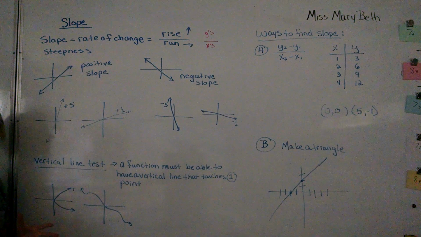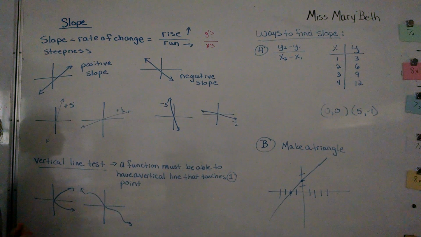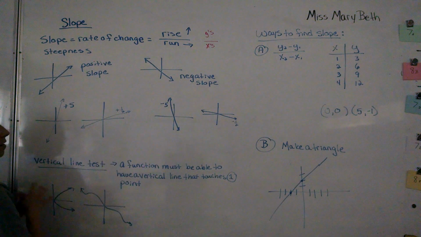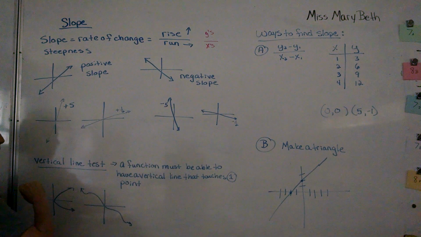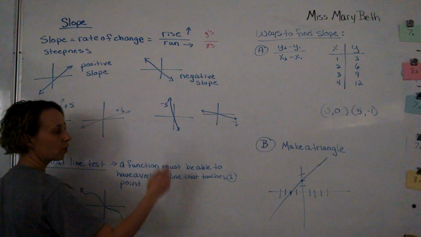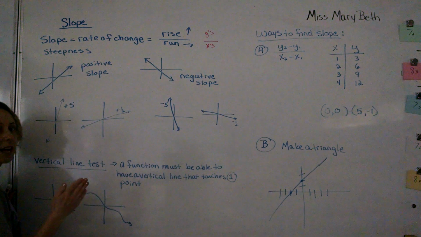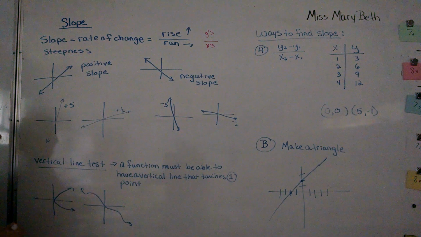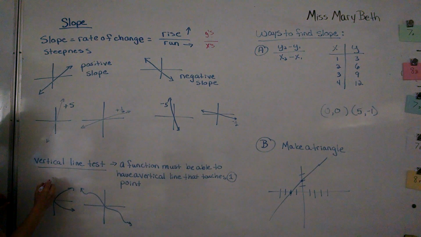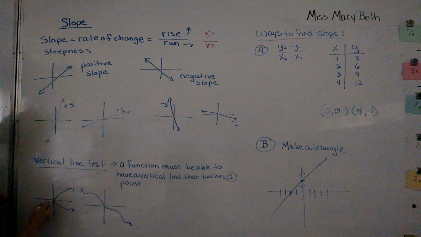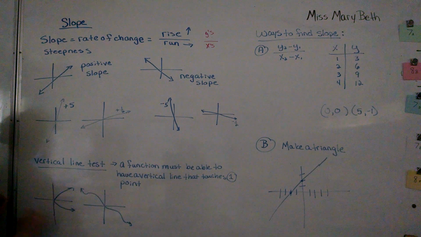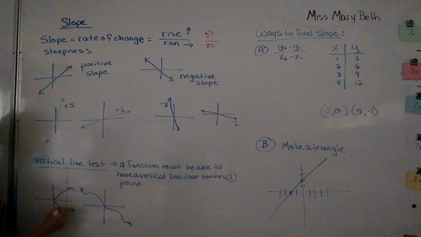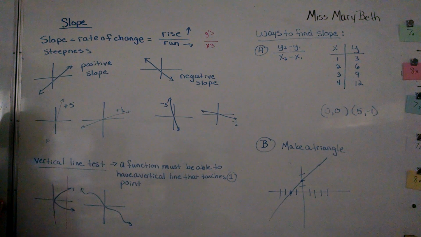Remember, this only works for functions. Functions need to pass the vertical line test, which means for any function, these are all linear functions, but there are other types, you have to be able to draw a vertical line, and it has to be able to touch only one point, no matter where you put that vertical line. So, if I took a vertical line, and I put it right here, it would touch just one point. But if I put it anywhere else on this side of the graph, it's going to touch 2 points.